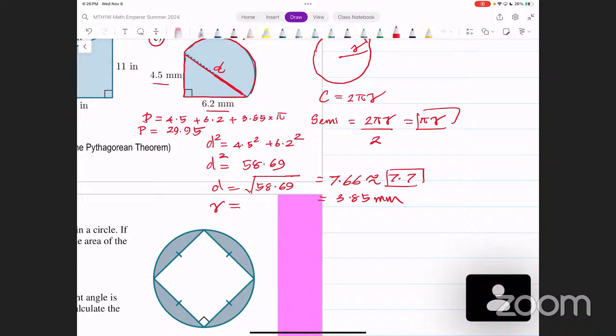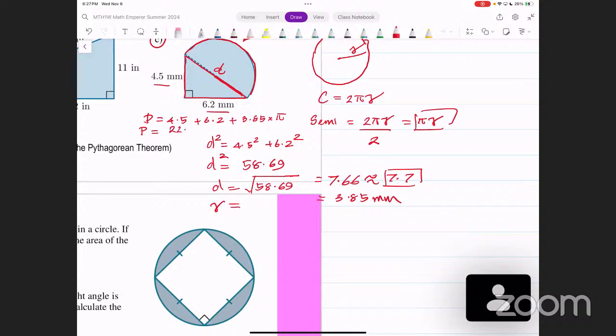All right, I'm going to do my mental math. So 4.5 plus 6.2 is going to be 10.7. 10.7 plus 3.85 times pi. Pi is around 3.14. If you multiply that, you can just say 3.85 is about 4, and 4 times 3 is going to be 12. So 12 plus 10.7, so I'm expecting the answer is around 23. What did you get, Shreya? 22.79. That is the right answer. So we can say approximately 22.8 millimeters.